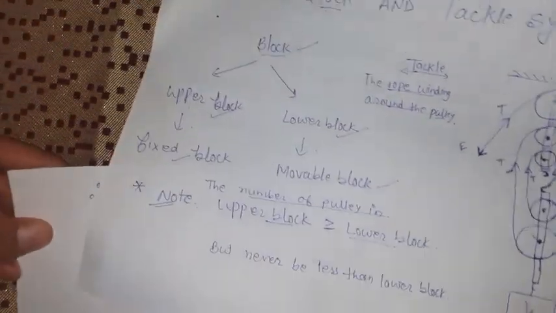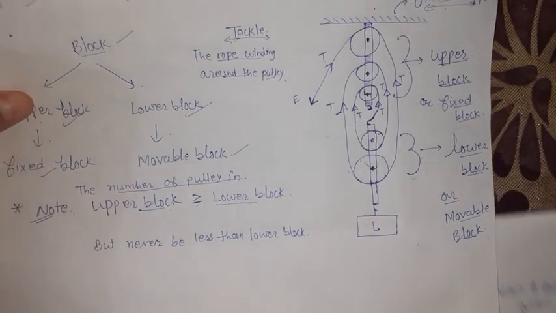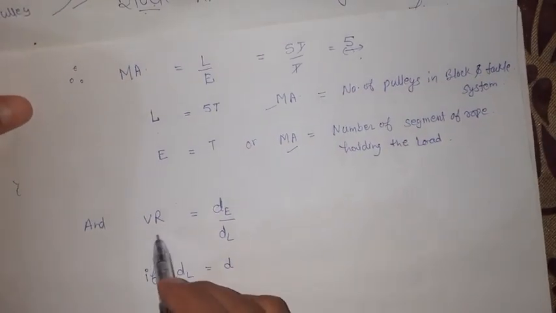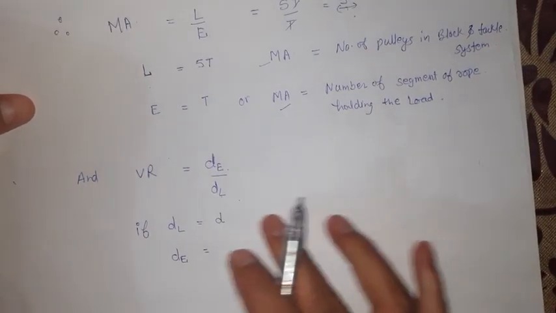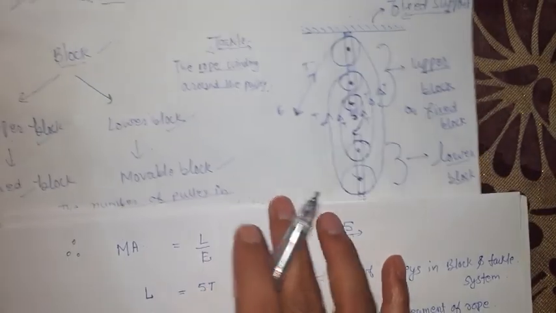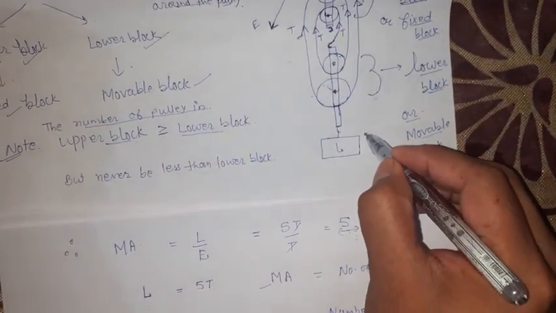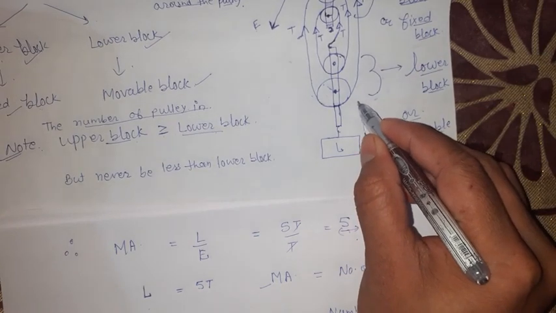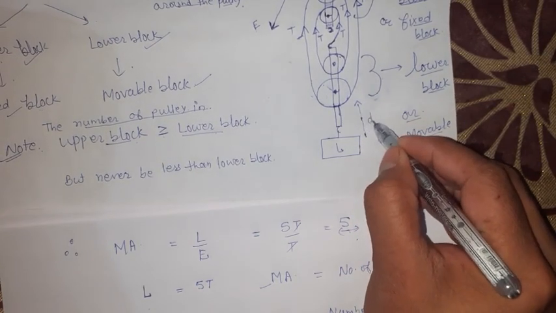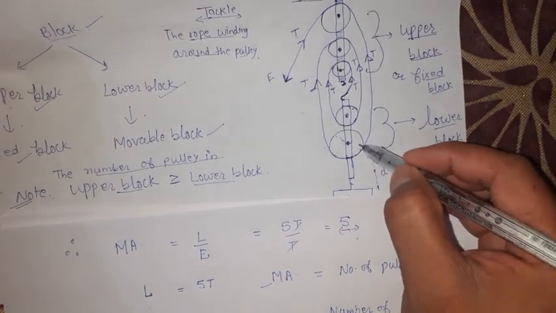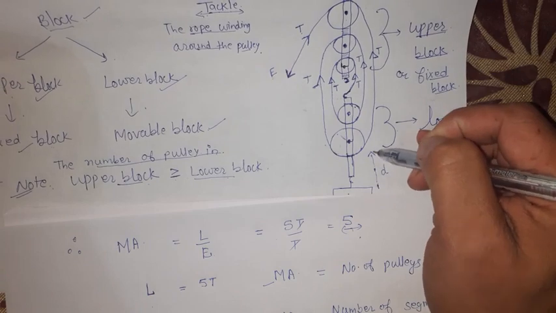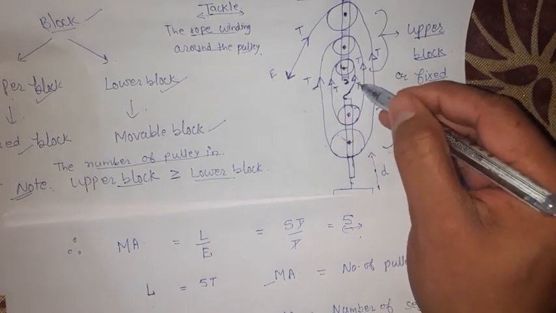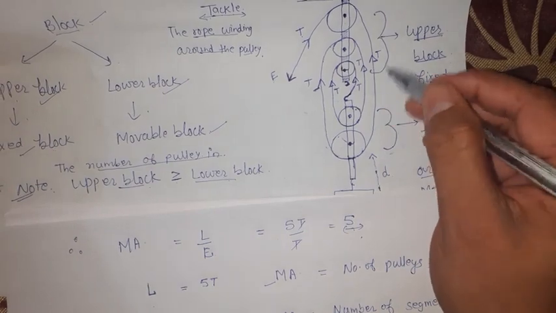Okay, now it's time to find out the velocity ratio, student. So how will we find this velocity ratio? Velocity ratio is given by the displacement of effort to the displacement of load. So just look at this diagram, student. Suppose this load is going up. How much is that upward movement? It is d. So this side of the rope, how much will it move up? It will move up by d. And how much will every segment move? Every segment will move d.